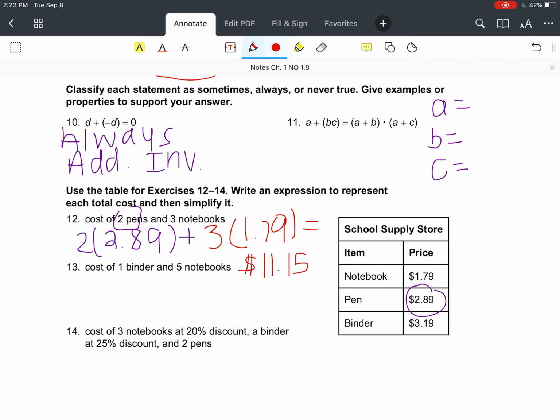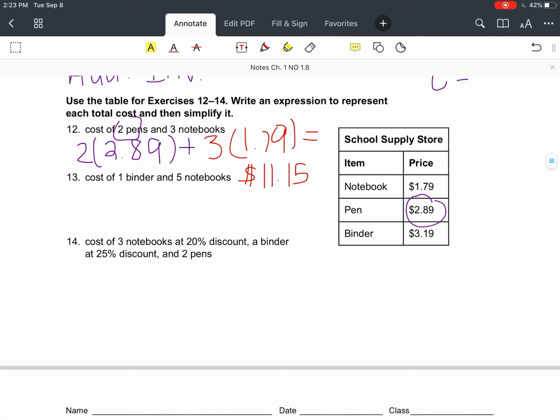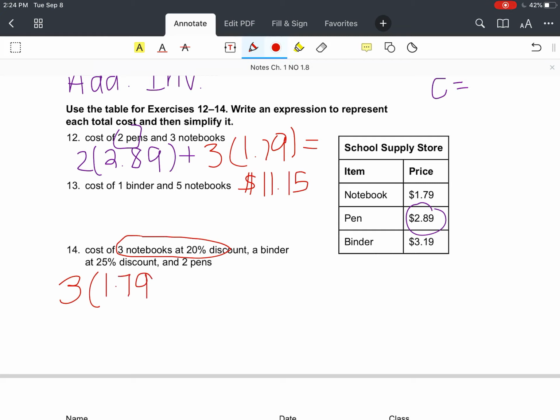Pause the video, try number 13 on your own. Very similar. All right, and then number 14, our last one here. The cost of 3 notebooks at a 20% discount, a binder at a 25% discount, and 2 pens. So this has a lot going on. Let's just start with the first part. 3 notebooks at a 20% discount. So I know I'm going to do 3 notebooks times the cost of a notebook, which is $1.79. But I'm getting it at a 20% discount.